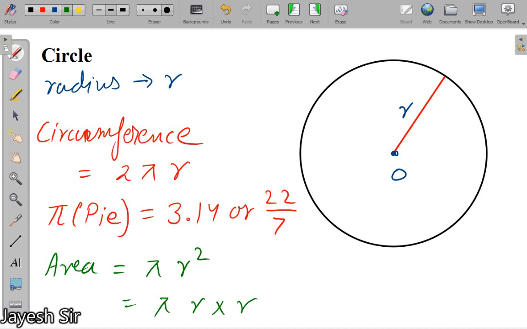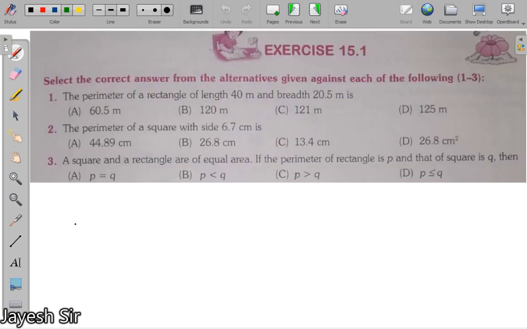Your first thing should be to learn all these formulas correctly. Without learning these formulas you cannot successfully complete this chapter. The whole chapter hangs on your ability to learn these formulas. So we'll start with a few questions of exercise 15.1, then pause the video and resume exercise 15.1 from tomorrow as well. For questions 1, 2, 3, let us take them first.